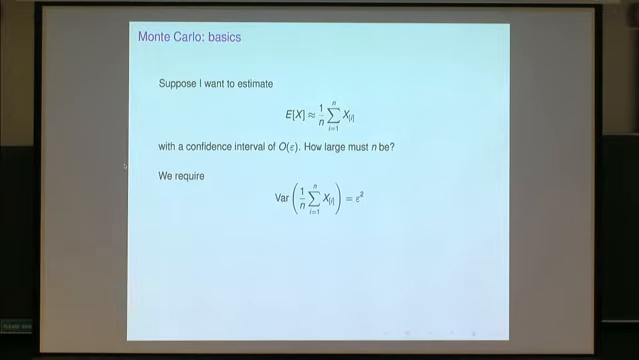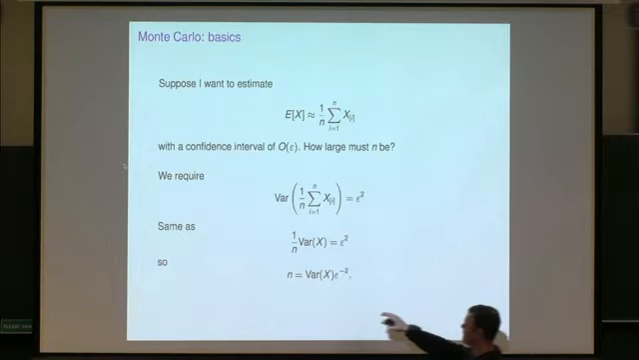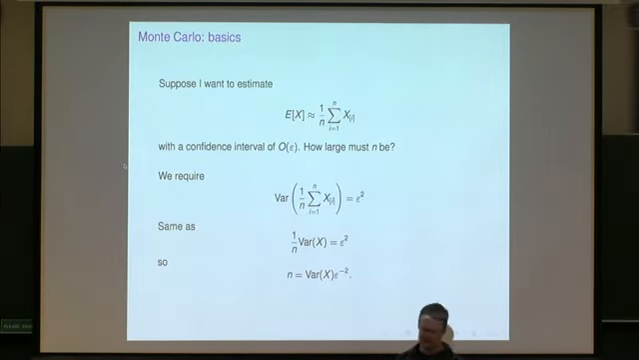Well, what does this mean? For my confidence interval to be order epsilon, I need the standard deviation of my estimator to be order epsilon, so I need the variance to be epsilon squared. The variance, these are independent, so I can just pull out the 1 over n, that's 1 over n squared. Then I have the sum of the variances. At the end of the day, it's 1 over n times the variance of my random variable. That has to equal epsilon squared. You can solve that. So n has to be the variance of x times epsilon to the negative 2.